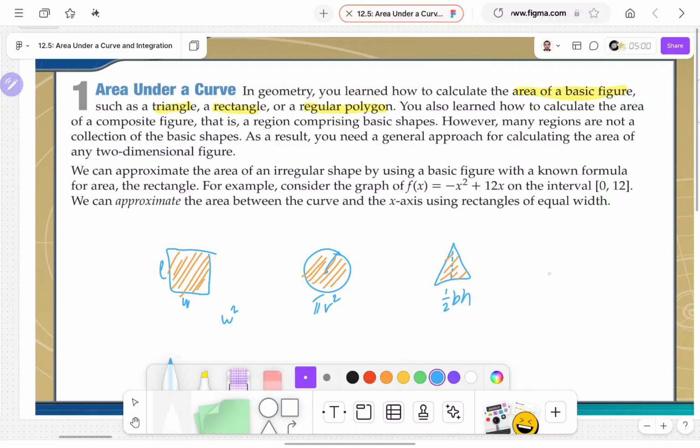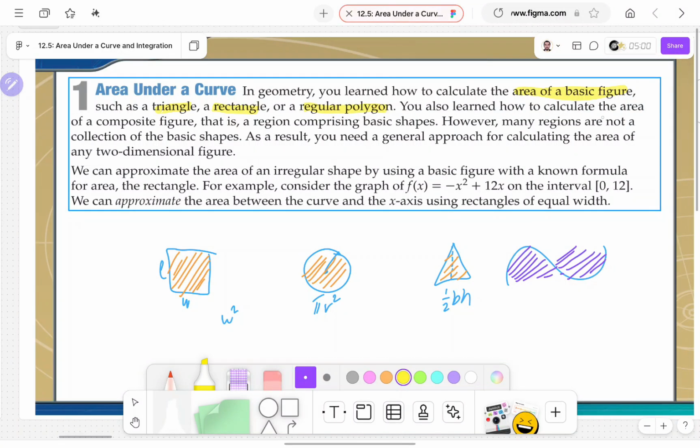How about if I have an area, for example, like this, and I need you to find the area, for example here, for this part? How can I find the area for an irregular shape? So this is what we are going to learn about the area.